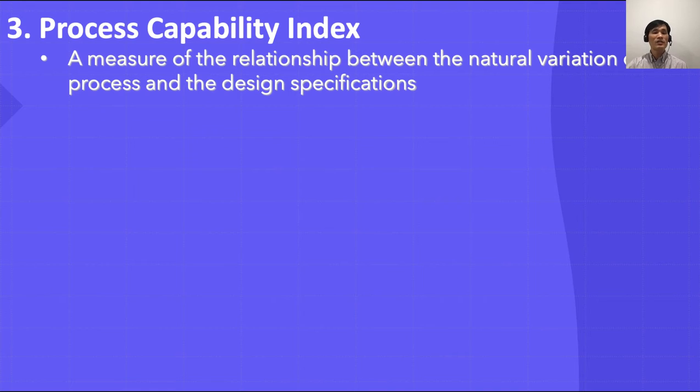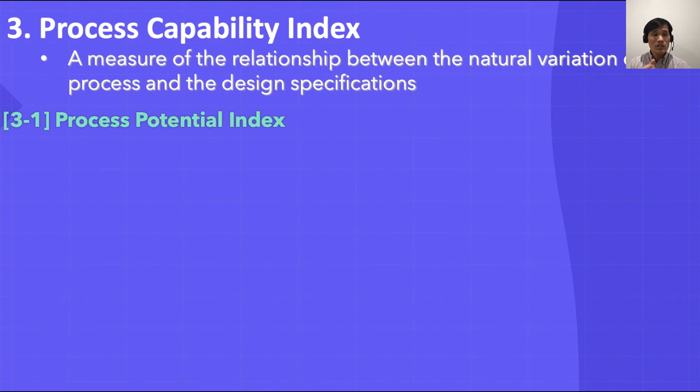That's process capability index. This is a measure of the relationship between the natural variation of the process and the design specifications. So although your process might be under control, it does not mean that it is meeting your design specifications. So variance might be small enough, however, it might be out of the design specifications. So that's what we want to look at, whether this process is capable enough. That's the first thing that we need to think of. The second thing is, is this process meeting the design specification?